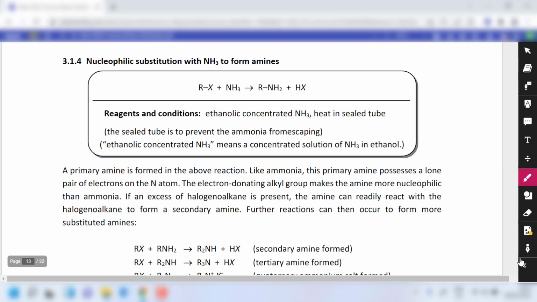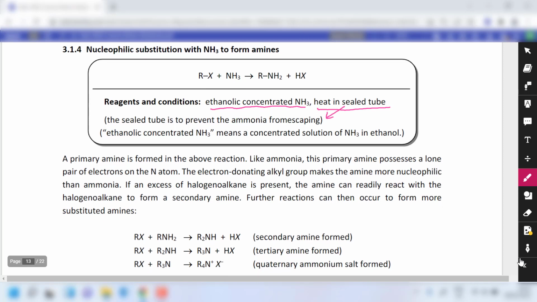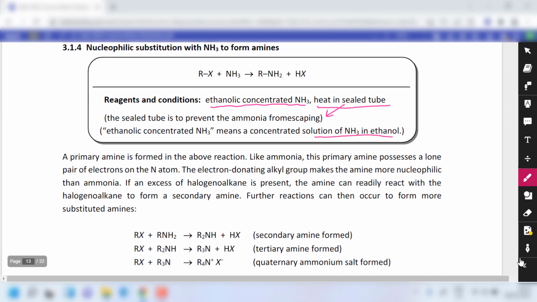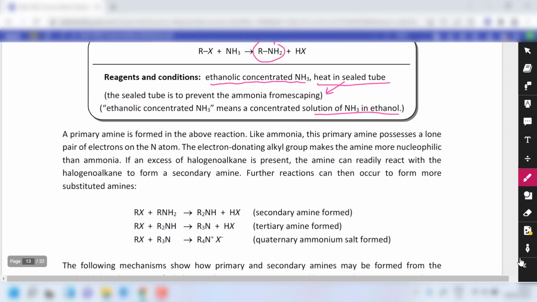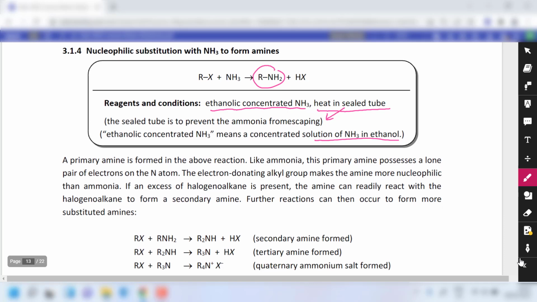From here the condition is ethanolic concentrated ammonia, heat in sealed tube. There's a reason given to you here. Sealed tube prevents ammonia from escaping, and ethanolic concentrated ammonia means a concentrated solution of ammonia in ethanol. So remember this. First of all, if you look at the above, you will first produce a primary amine.